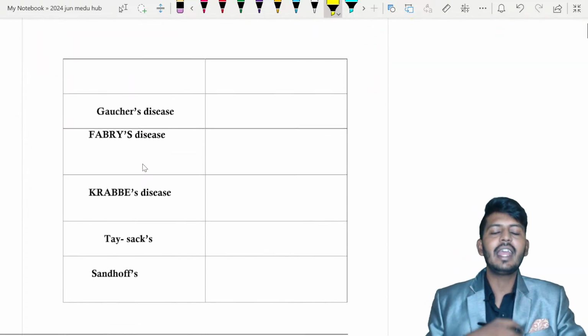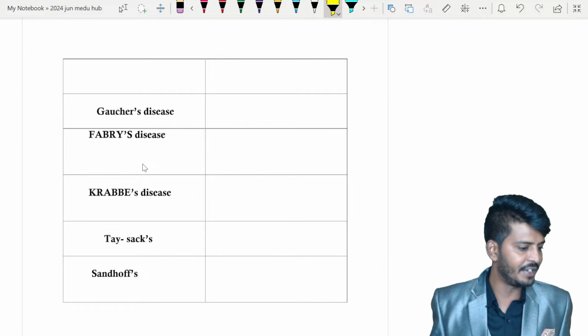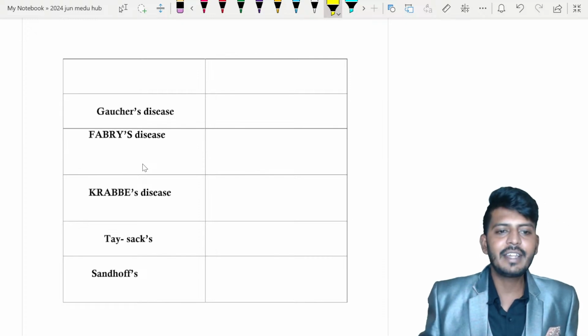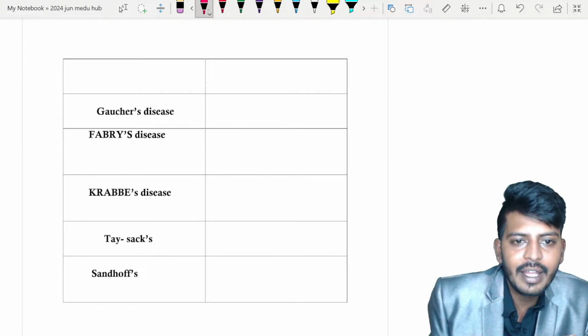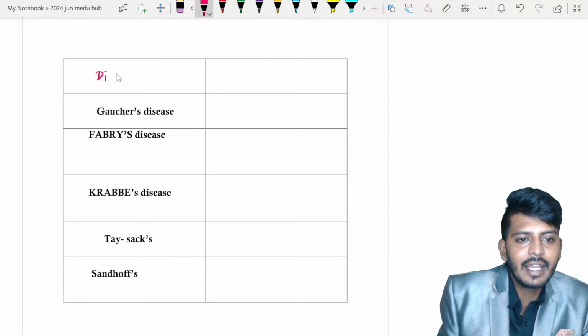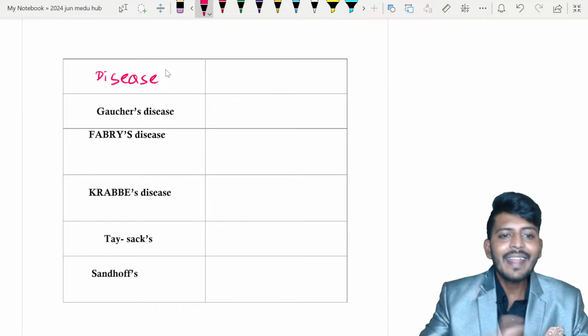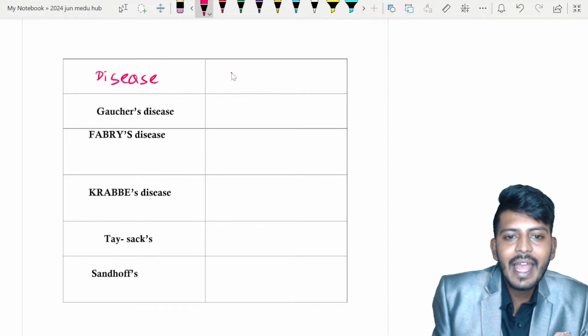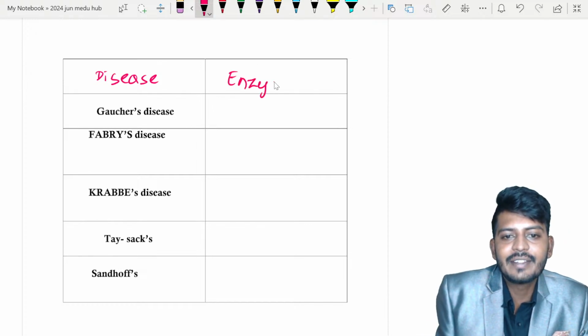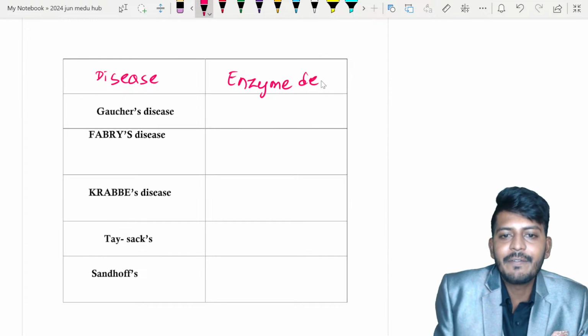So I thought I would tell you the enzyme deficiency of all the diseases. The first and most important thing in this table: on this side we are going to discuss the disease, and on this side the enzyme deficiency. What is that? The enzyme which is deficient.